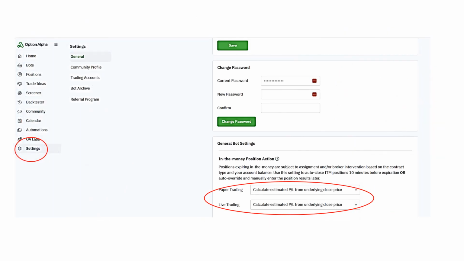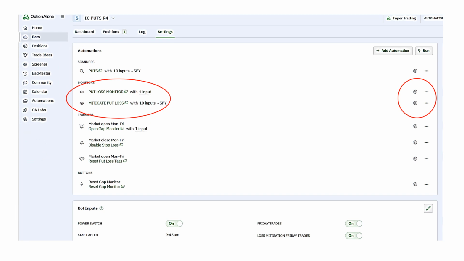As a side note, under Settings, be sure to have the In the Money Position action in your Settings tab set to have OA calculate the closing price based on the underlying asset price. The monitor section is executed next, and it's executed from the top down. All the inputs can be adjusted by clicking on the gear icons to the right.